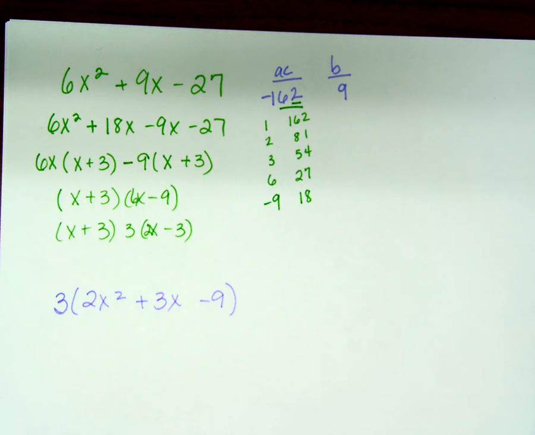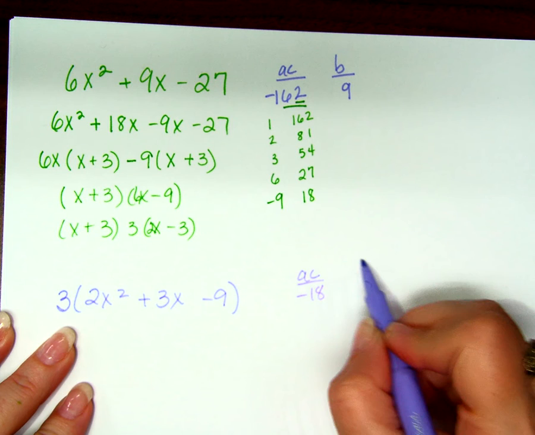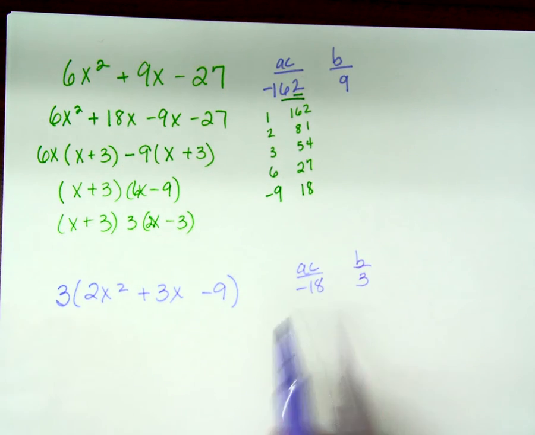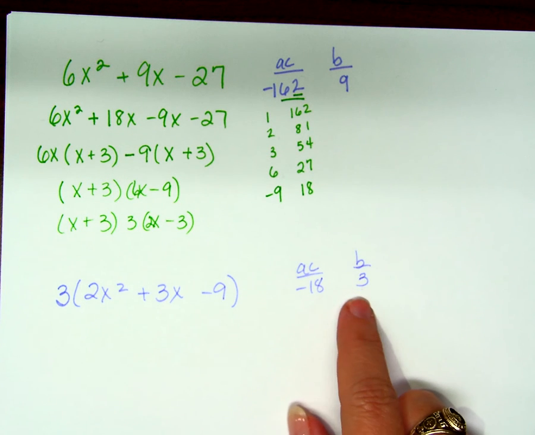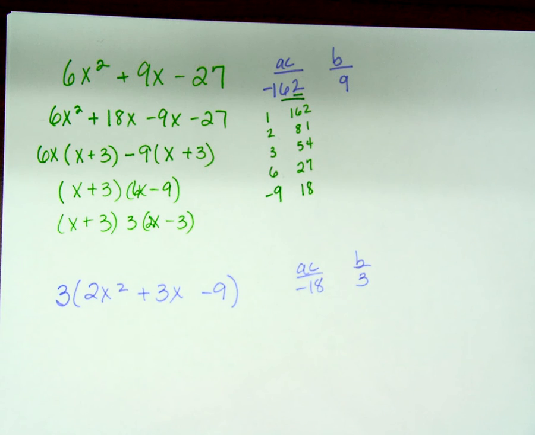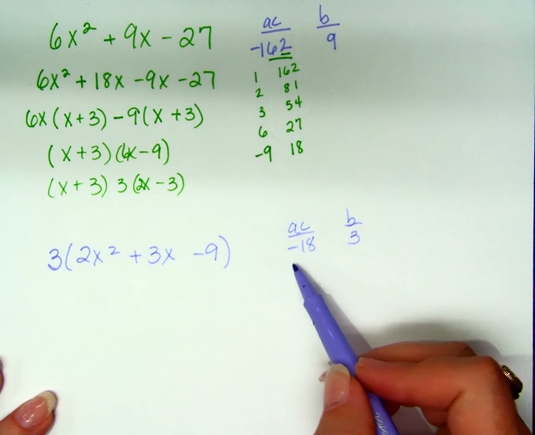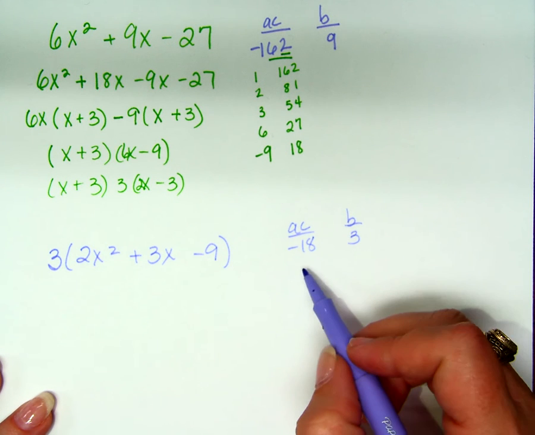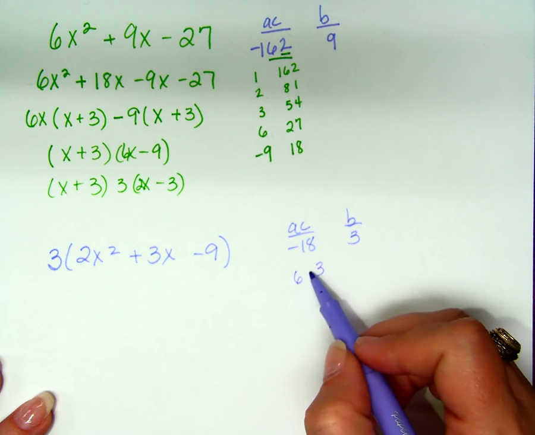Oh, geez. Look at my AC now. Negative 18. Look at my B, 3. We have had to do a whole lot less work here, factor out a GCF first. Okay? I want to take you through this problem real quick because I need you to see something. Multiplies to be negative 18 and adds to be 3. 6 and 3. What kind of 6 and what kind of 3? 6 and negative 3.